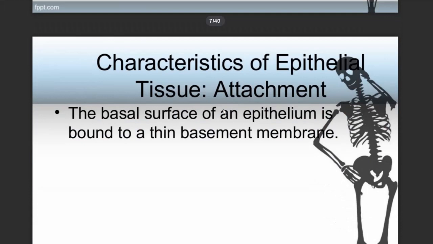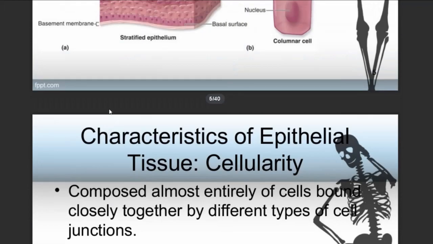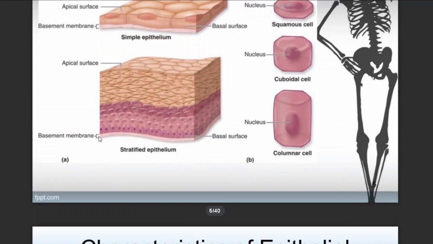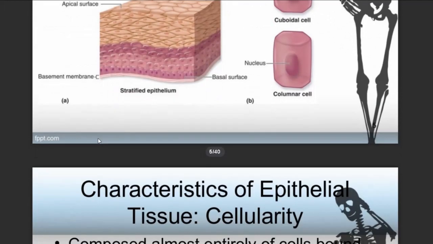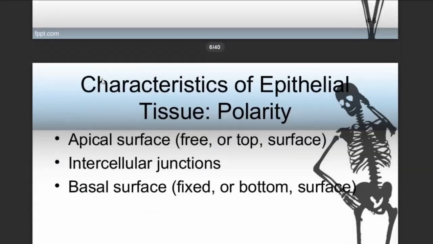Characteristic of epithelial tissue and attachment. The basal surface of epithelium is bound to a thin basement membrane. We saw here that the basal surface of the epithelium is bound with the basement membrane. What is the basement membrane? It provides nutrition to the overlying epithelial tissues. It has blood vessels, and the basement membrane again has different types of layers. We will not go into further detail, but we will have an extra lecture on that topic.